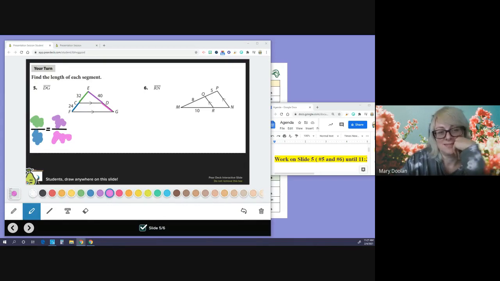Okay, and you could think of this the same way. I'll use the same colors. Right, so green, blue, purple, and pink. Because it's always the two sides that are not one of the parallel sides that are getting divided into proportional segments. Okay.